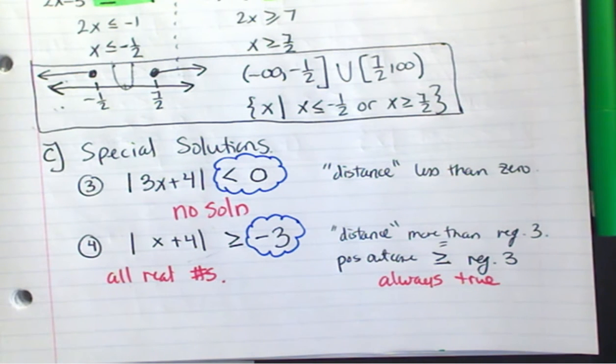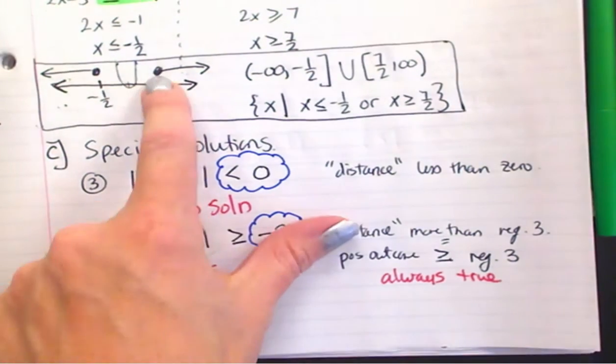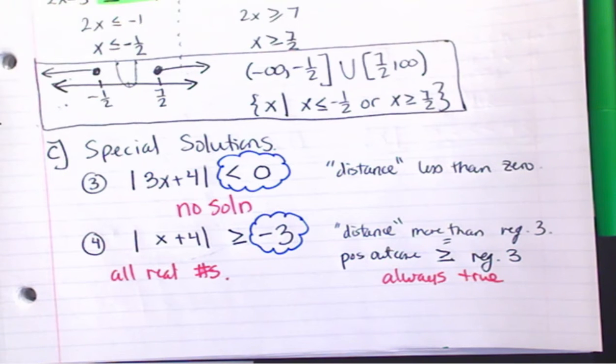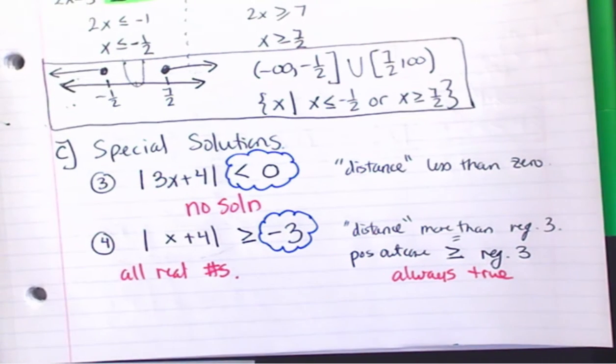So, if it's less than or equal to, then it would just be including the endpoints, with a hard bracket. But for this one, absolute value of x minus 4 greater than negative 11, you just do it with open circles. Yes, it's greater than a negative number, but you would end up with open circle endpoints. For this one, absolute value less than 4.